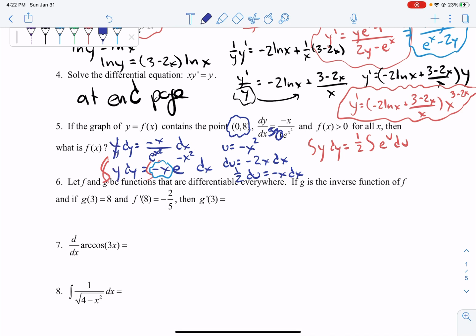So the integral of y dy is going to be 1/2 y squared. That looks a lot better. Okay, and then the integral of the right-hand side, I'm going to have my 1/2, and e to the u just becomes e to the u plus c. So that side's not too messy either.